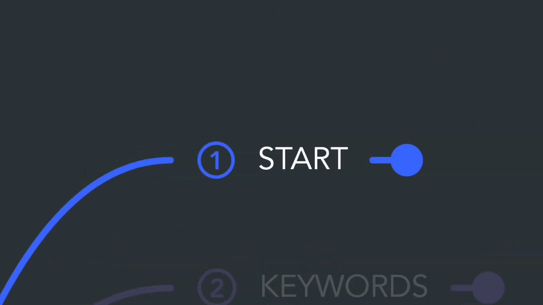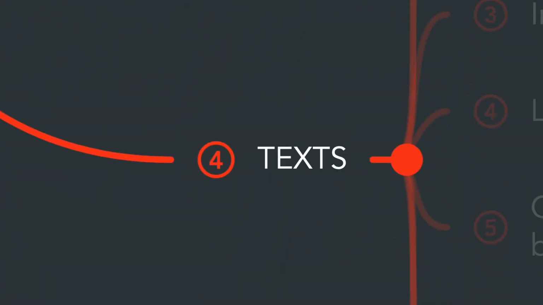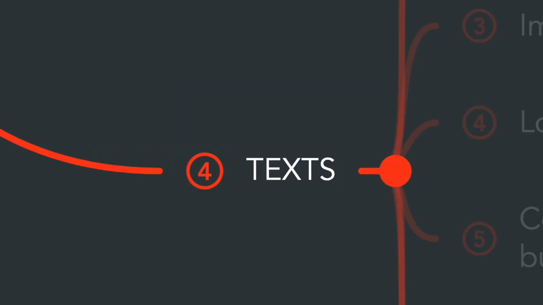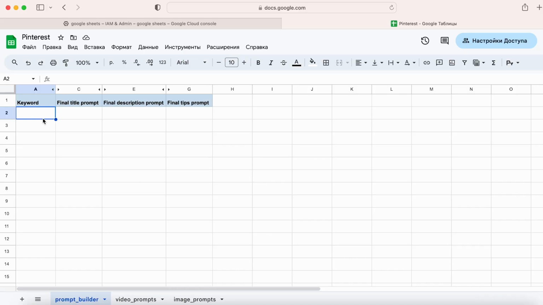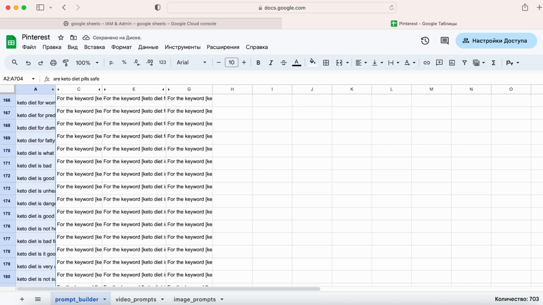Continuing our course on automation, coding, and traffic, today's lesson is dedicated to text generation, and by the end of it, you will further deepen your knowledge in the field of automation. Today we will create a prompt builder based on Google Sheets, which will allow us to mass-produce prompts in one click based on our keywords.